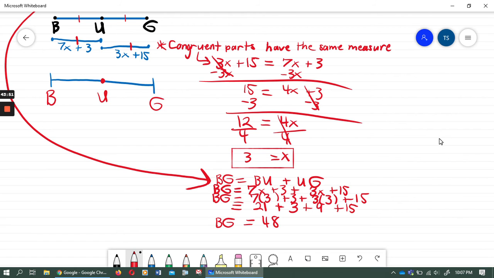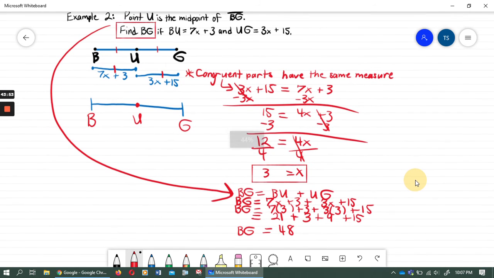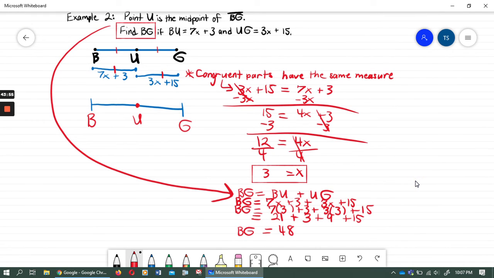And that's what we were asked to find in example 2 here. So the length of segment BG is 48. That's our answer. So again, guys, we had to use what we knew about a midpoint. The fact that it was congruent, we had to set up an equation there, and we had to solve that for x, and then we had to plug in x to find what they were actually asking us to find.